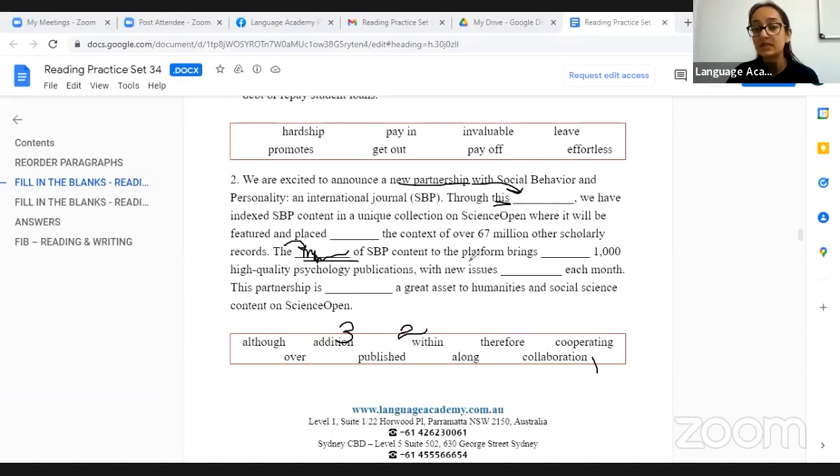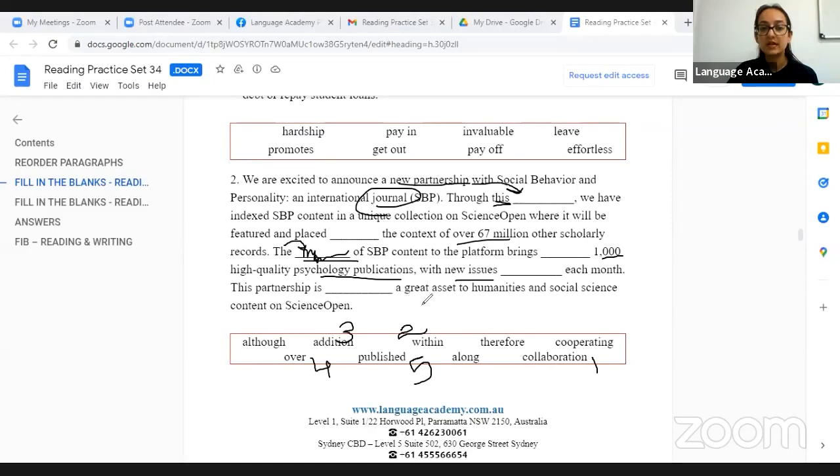The sentence is complete. It brings 1000 high quality psychology publications, but still we have a blank. 1000 is a number. So let's see if we have something matching with the number. So we can go with over 1000, like they have used over 67 million. Same way we can say over 1000, meaning more than 1000 high quality publications with new issues dash each month. So there are publications or new issues. If you're talking about something in writing, especially journals, journals are published and issued. So we'll say the new issues published each month.